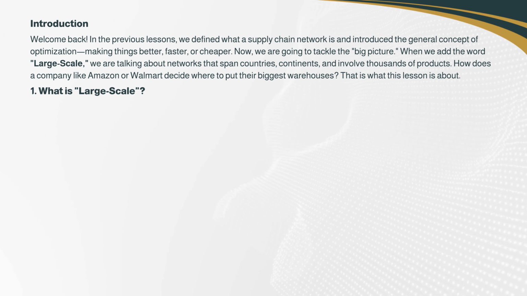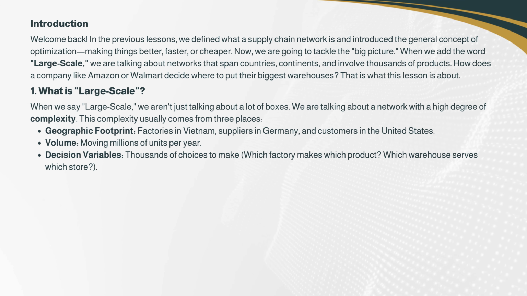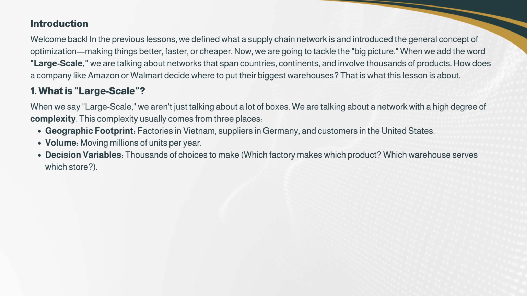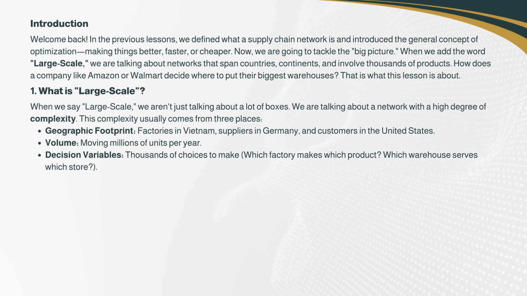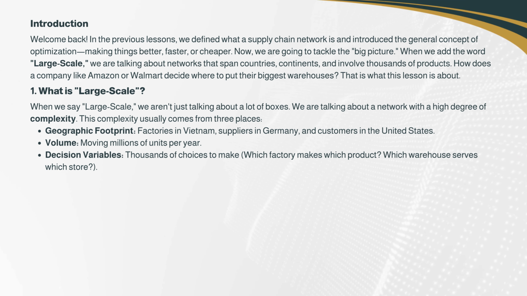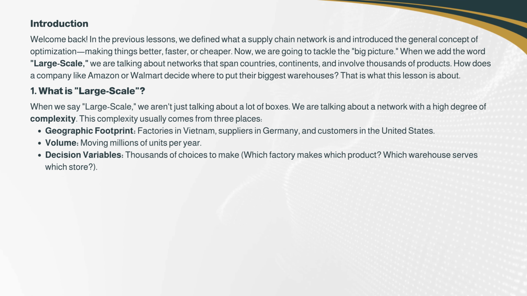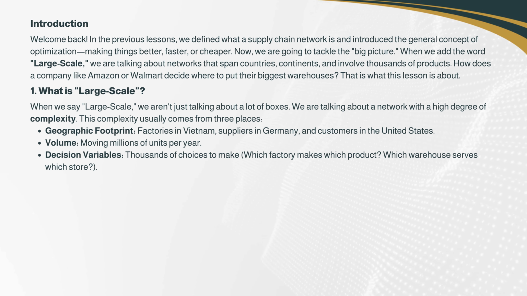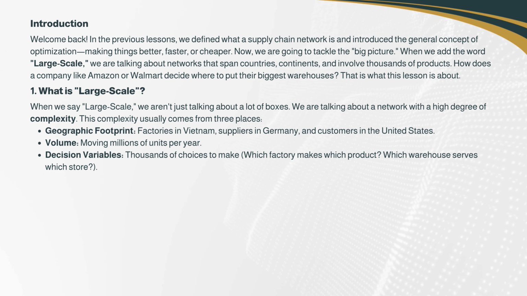1. What is large scale? When we say large scale, we aren't just talking about a lot of boxes. We are talking about a network with a high degree of complexity. This complexity usually comes from 3 places: geographic footprint, factories in Vietnam, suppliers in Germany, and customers in the United States. Volume, moving millions of units per year. Decision variables, thousands of choices to make. Which factory makes which product? Which warehouse serves which store?